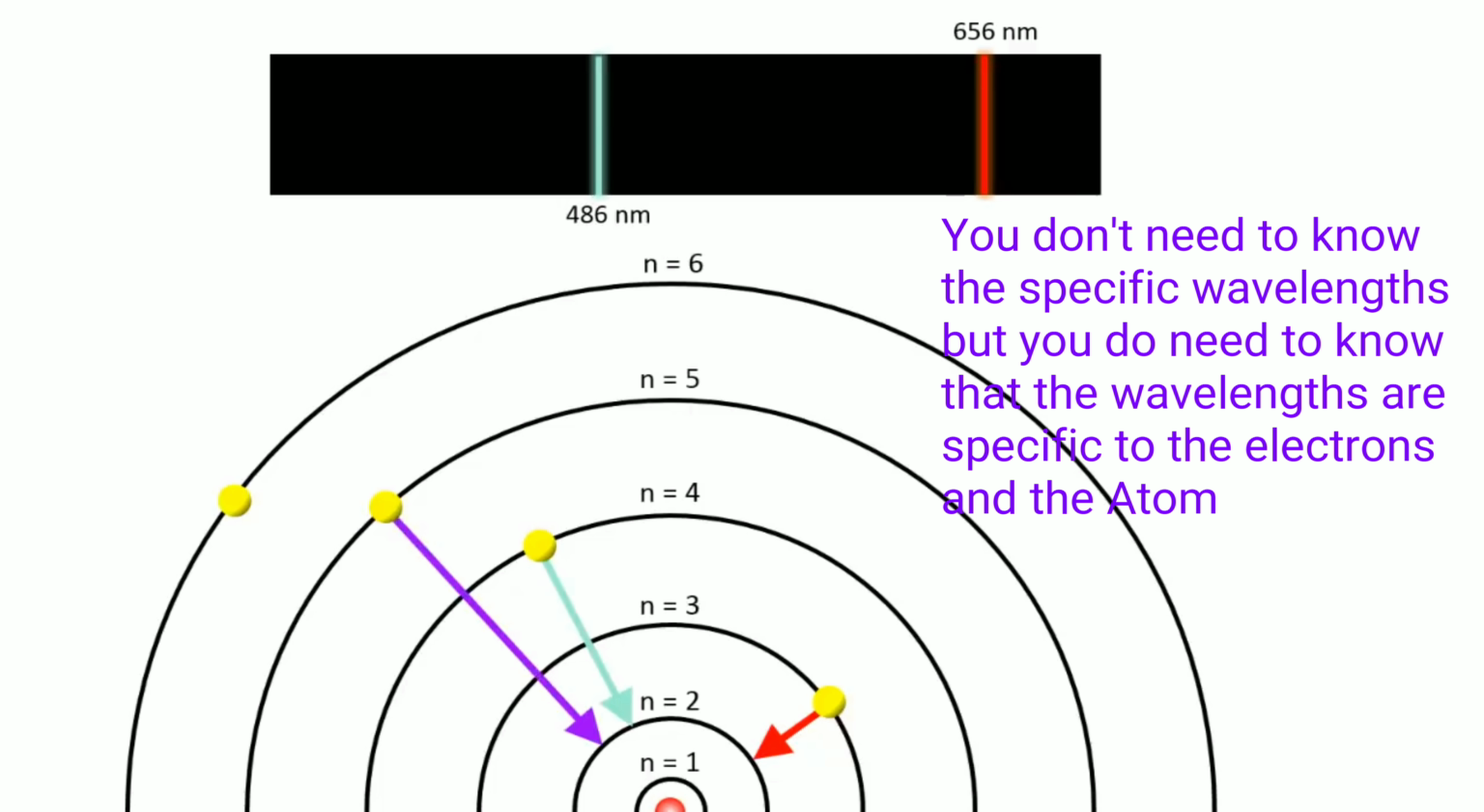Jumping from the fifth orbit to the second orbit emits blue-violet light at a wavelength of 434 nanometers. And finally, a jump from the sixth orbit to the second orbit emits violet light at a wavelength of 410 nanometers. Notice that as the energy of the transition increases, the wavelength of the emitted light decreases.